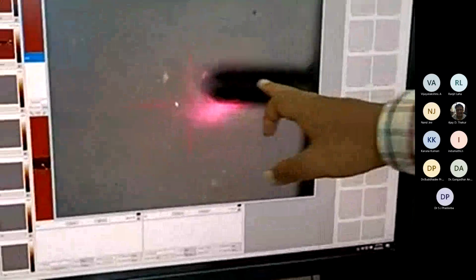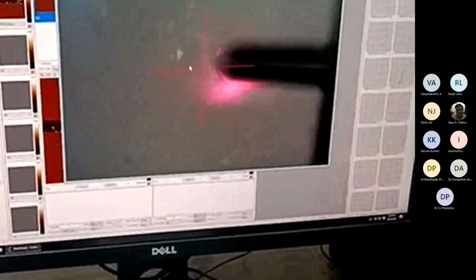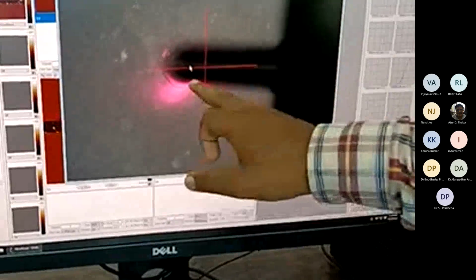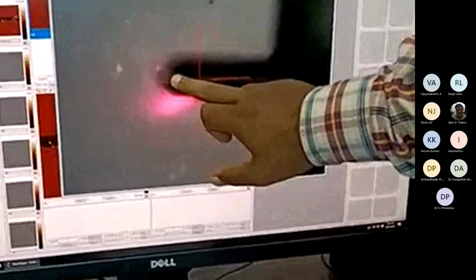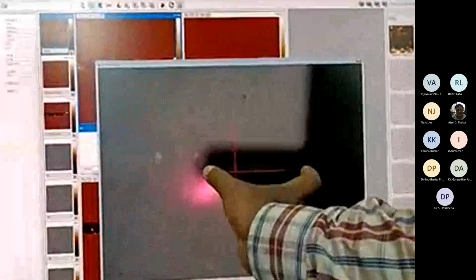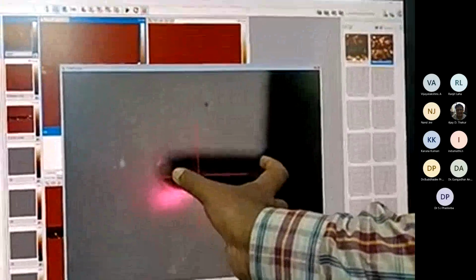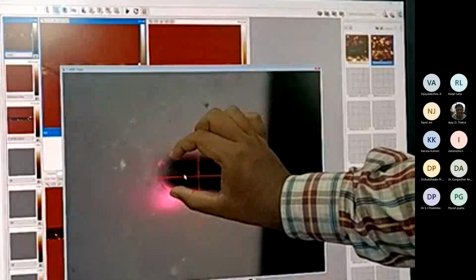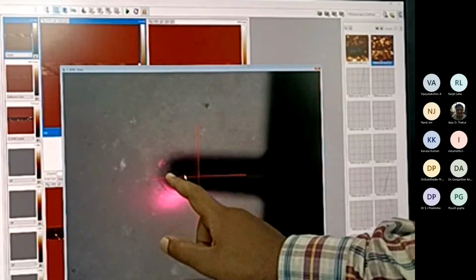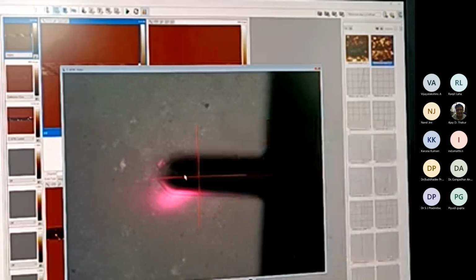This is our cantilever, and the laser is falling on the top of the cantilever, and after reflecting back, it is going towards the photodetector. The length of the cantilever typically varies, maybe 100 to 200 micron, maybe more or a little bit less, and the width of the cantilever maybe 10 to 20 micron, thickness maybe 2 to 3 micron, and at the top of it there is a tip which we cannot see using an optical microscope.